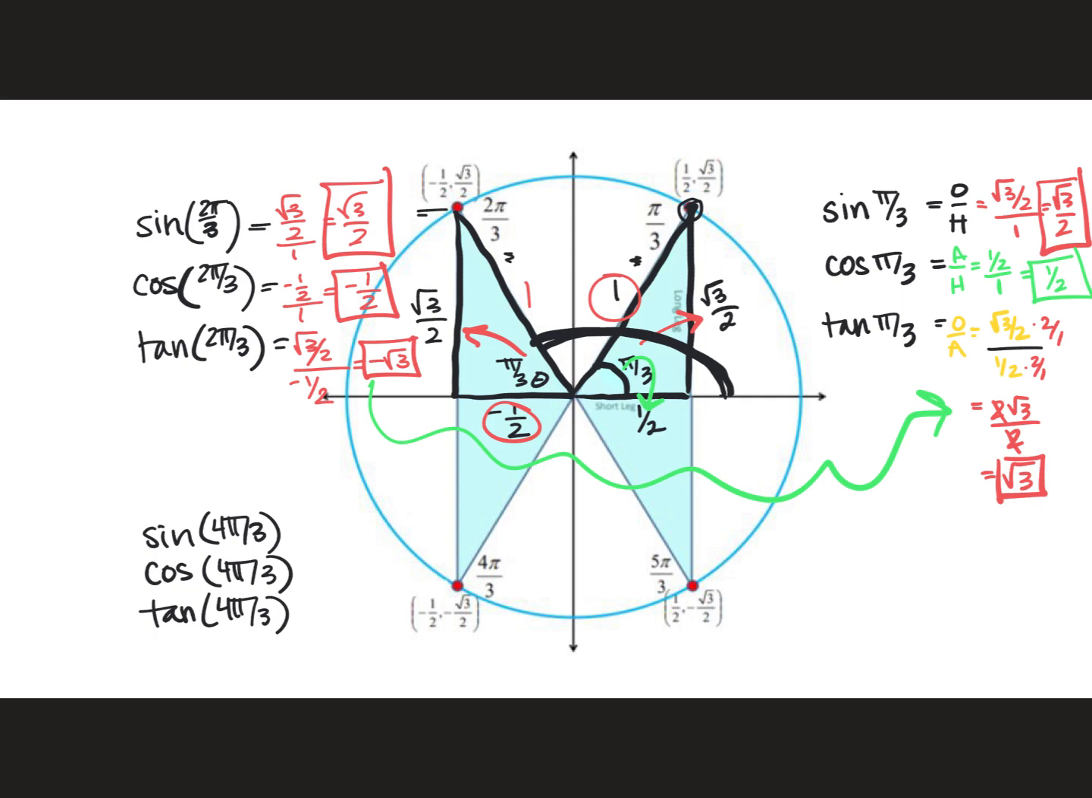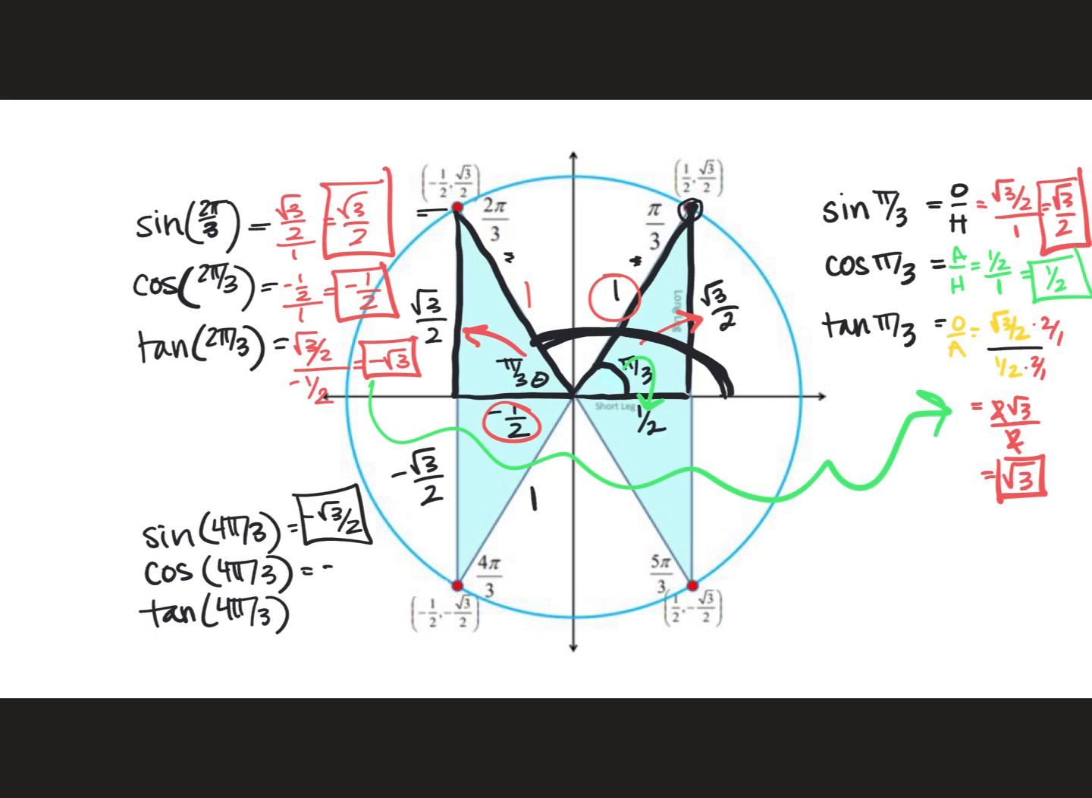Same thing, we're taking care of our opposite, adjacent, and hypotenuse. Now they're both negative. Both the x and the y components are negative. So sine of 4 pi over 3 is going to be negative radical 3 over 2.